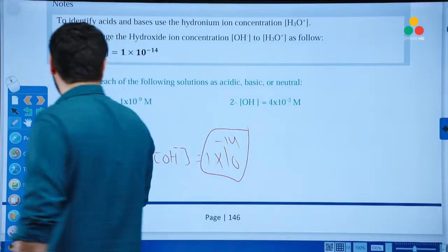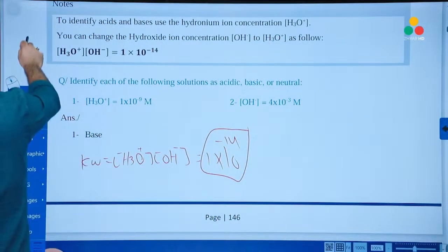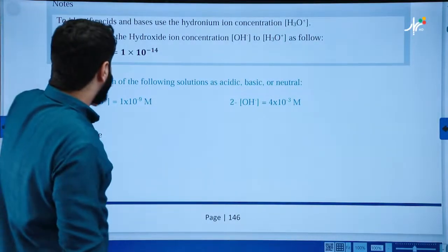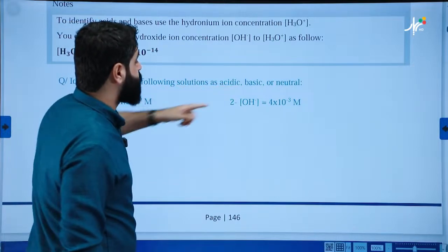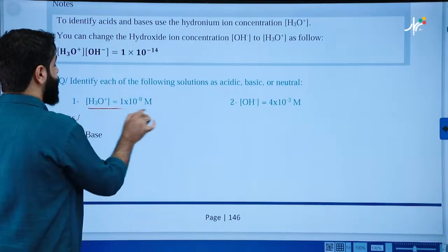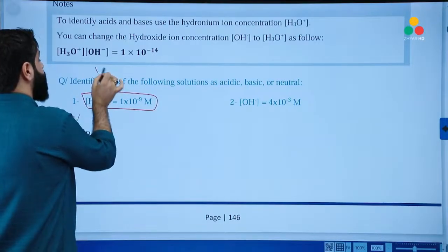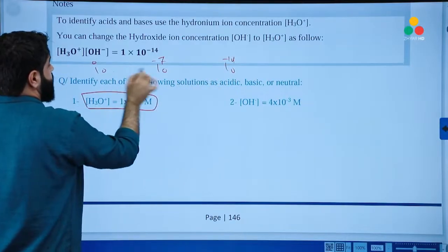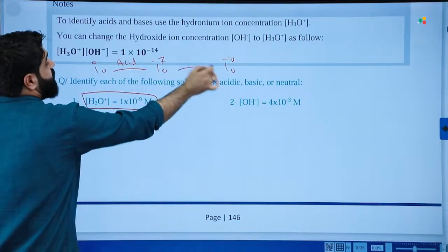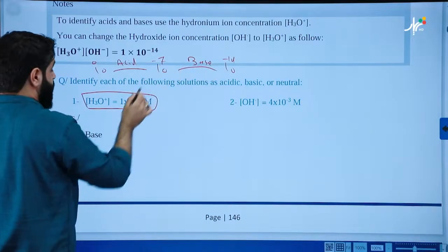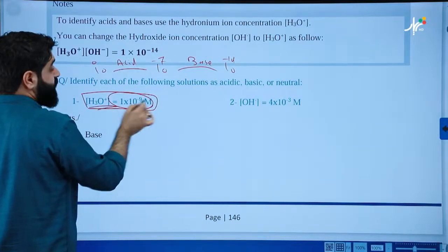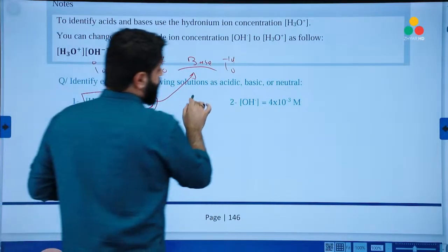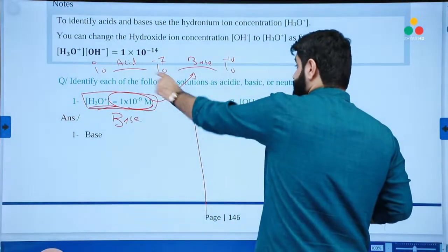The first question: identify each of the following solutions as acid, base, or neutral. First one, if H3O is this number, based on the scale 10 to the power negative 0, 10 to the power negative 7, 10 to the power negative 14. Here we have acid, here base, and neutral here. 10 to the power negative 9 of H3O is located here. So this is a base. How about this? The number is located here.